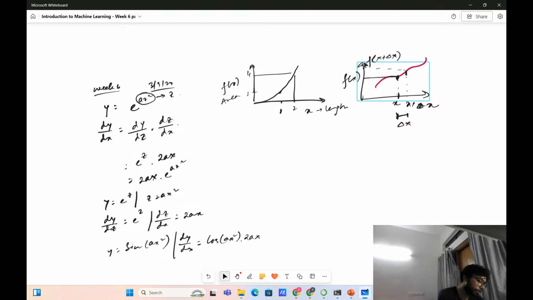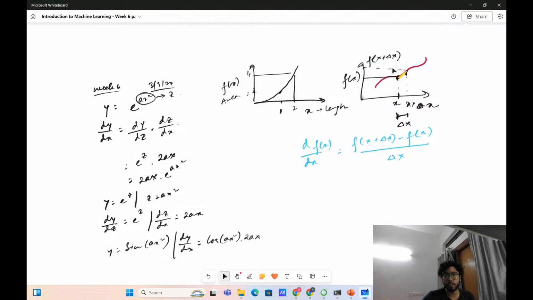Now the derivative is the slope. The slope is basically how fast this is changing. So if you see this red, or let me change the color. So if you see this yellow line, right? This yellow line represents how fast this f(x) is changing. So in this case, you calculate your derivative. Derivative is also written as d/dx of f(x), that is equal to f of x plus delta x minus f of x divided by delta x, right?